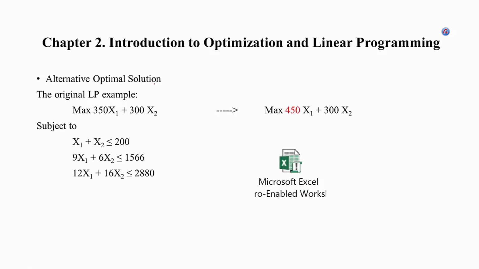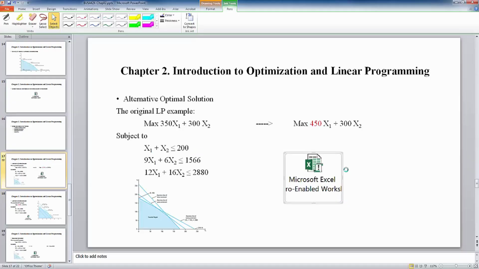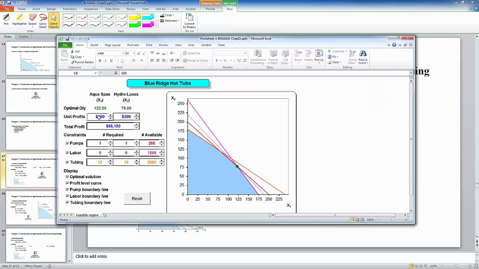about alternative optimal solutions. As we did already, we change the profit of the first product from 350 to 450 and see the effect of this change. Let's again open the Excel file that we have. Again, as we did before, we can see that these green lines are optimal solutions of the problem, and we have multiple optimal solutions for this problem. We already discussed this case.